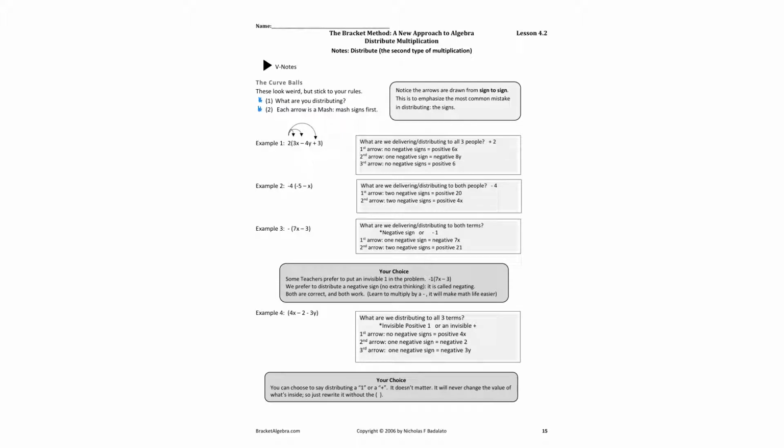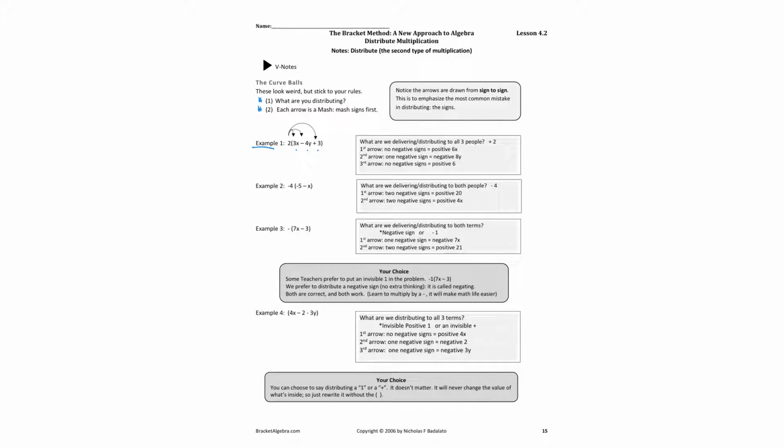We're not going to put all the signs together like we did with mash, multiplication. These are three separate. For example, example 1, first curveball is just here to show that it's not always two things that you're distributing to. In this case, we have 1, 2, 3, and it could be 4, 5, 6, 7, you name it. It really doesn't matter as long as there's more than one person/term in the house.